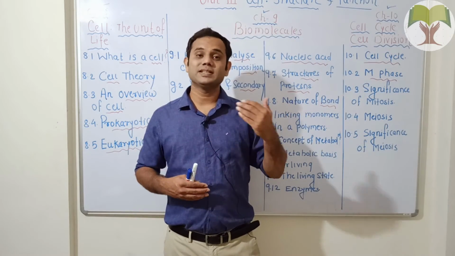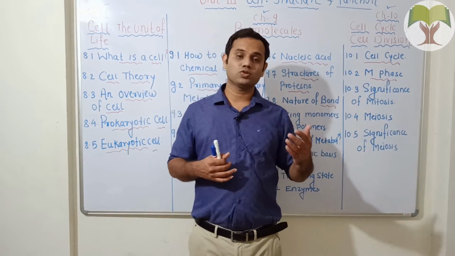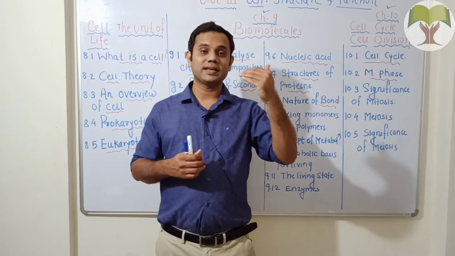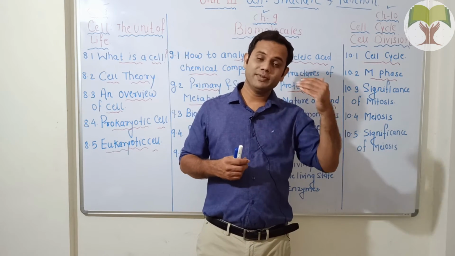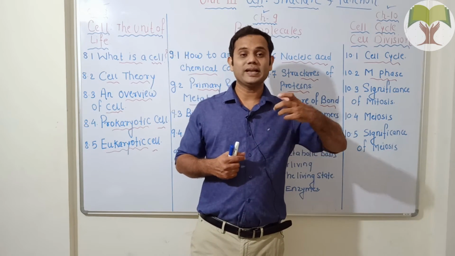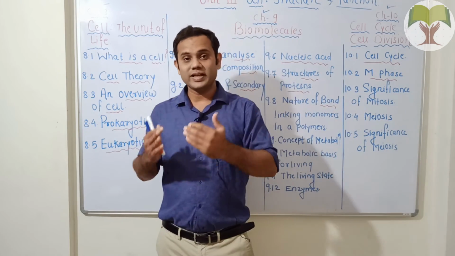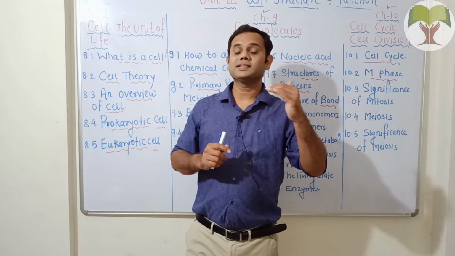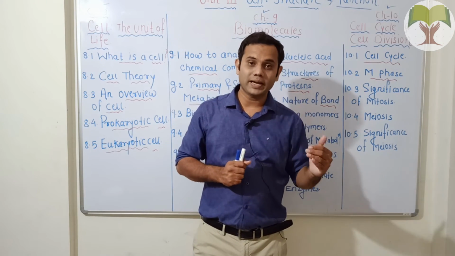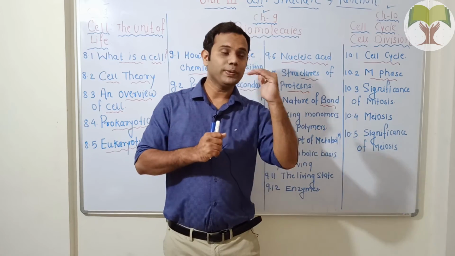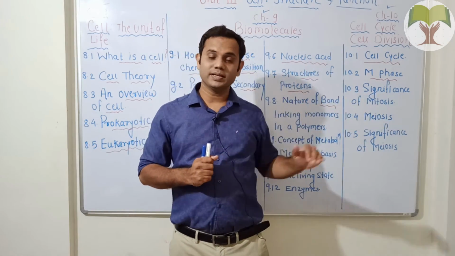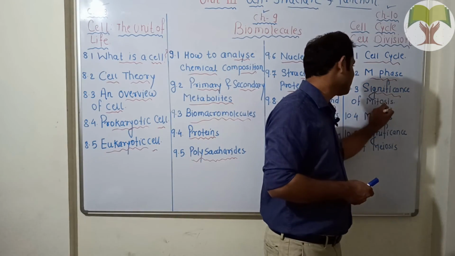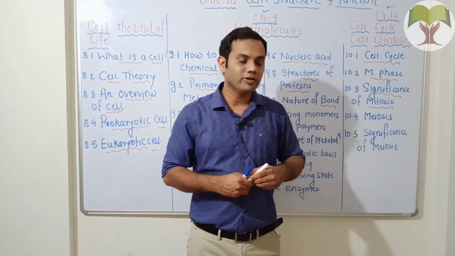Then what are the different stages of mitosis, which basically consists of two different parts, karyokinesis and cytokinesis. Karyokinesis means division of the nucleus, because we know that karyon means nucleus. Then cytokinesis means division of the cytoplasm. This karyokinesis consists of different stages like prophase, metaphase, anaphase and telophase. So all these phases will be studied in this mitosis. Then there is the significance of mitosis, what is the importance of mitosis, that will be studied.